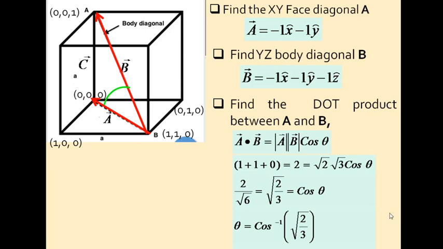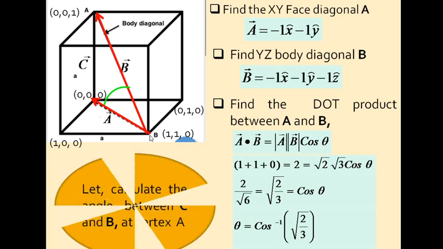I can also extend this by finding the angle at vertex B. I can expand this example the other way, so let us calculate the angle between C and B. So this is your C, so you have to assume one vector over here, and the vector B, which is this one. You need to find the angle at vertex A, that means you need to find the angle between C and B.